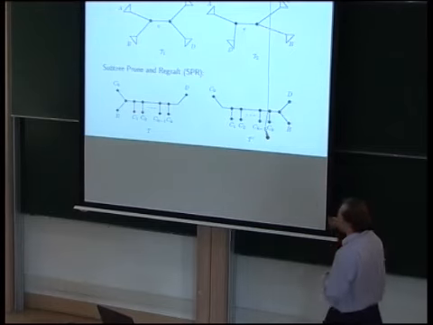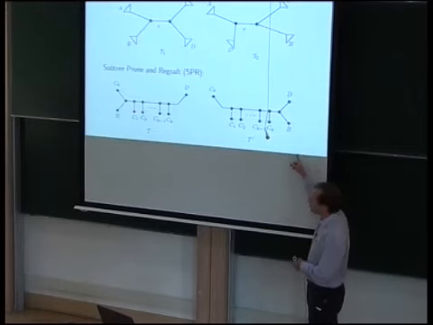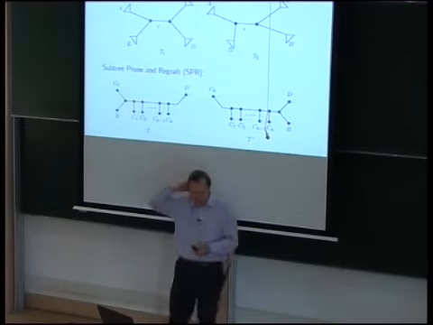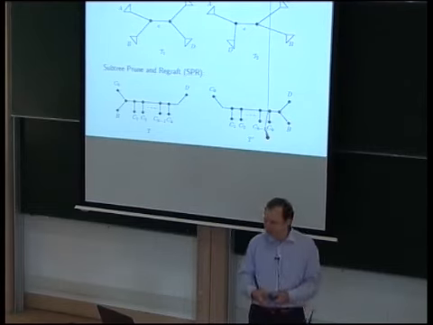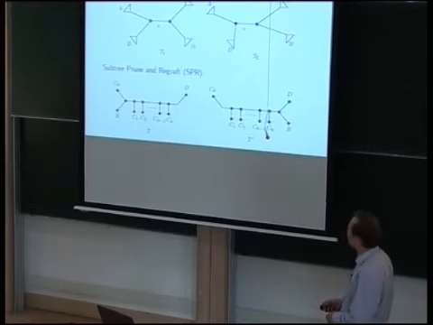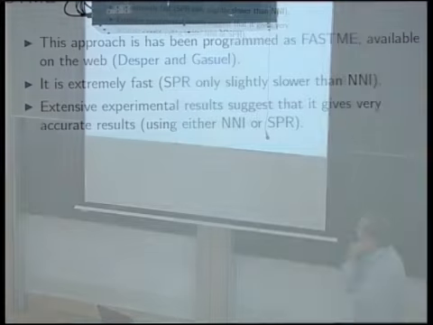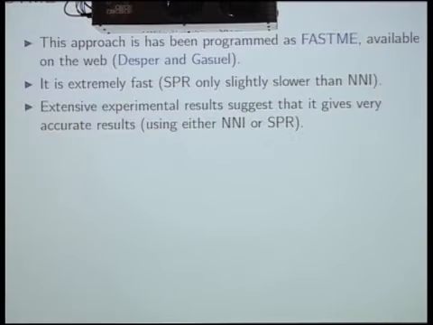And likewise, subtree prune and regraft can be regarded as a chain of K nearest neighbor interchanges, where you sequentially jump over each of the C's. And that is really how we proved some of our results, so I'll return to that.